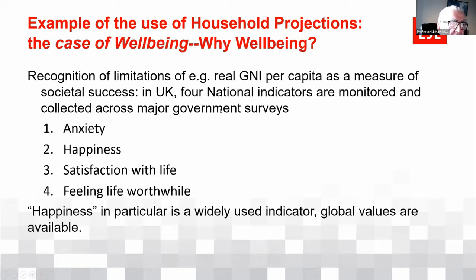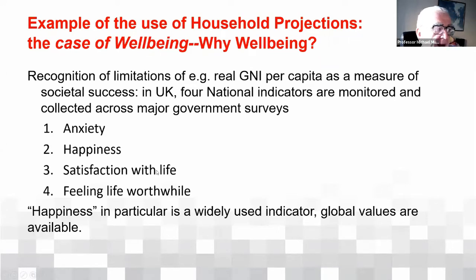And as a result of that, there has been pressure for alternative indicators of success to be measured. And in the UK, 4 national indicators are monitored and collected across all the major government surveys. These questions are included in all the major government surveys: the fortitude, happiness, satisfaction with life, and feeling that their life is worthwhile. And happiness in particular is a widely used indicator, and it's available not only in one country, but it's available globally as well. And so you can make comparisons across countries.